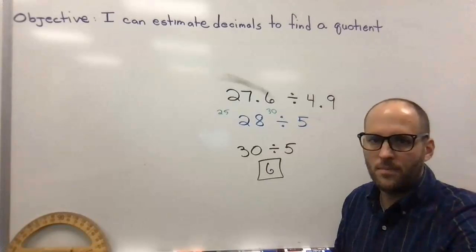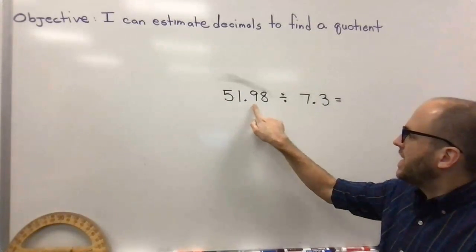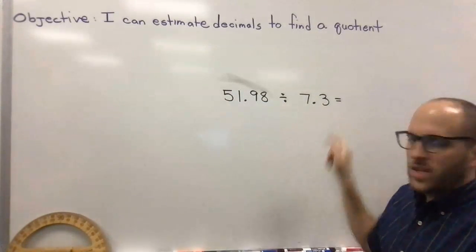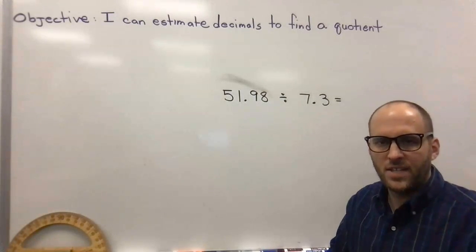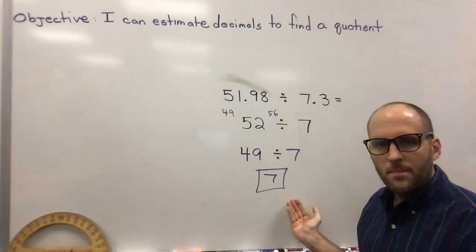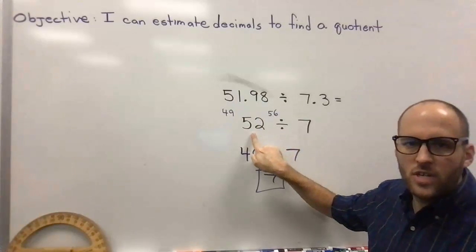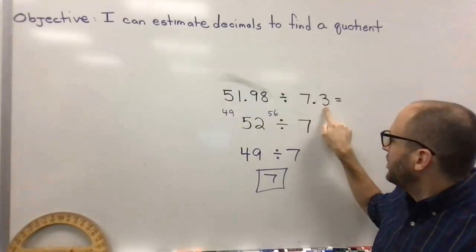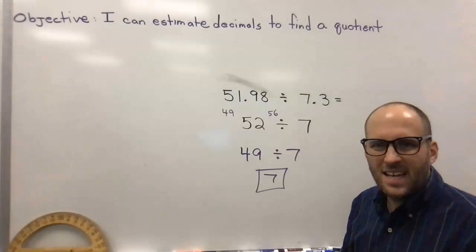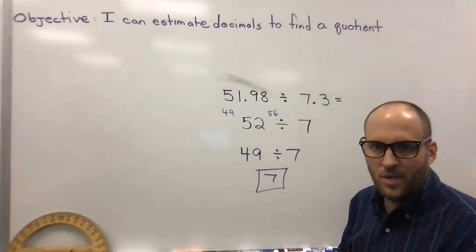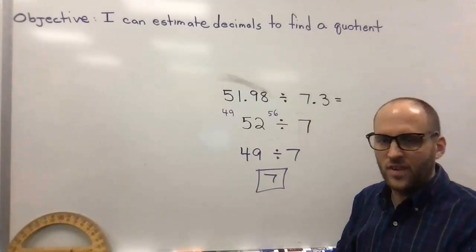Let's do another problem. For our last problem today, friends, we have 51 and 98 hundredths divided by 7 and 3 tenths. Solve that problem, and let's see what you get. Hopefully you got our best estimate of 7 here, friends, because 51 and 98 hundredths rounds to 52. 7 and 3 tenths rounds to 7. Again, 52 divided by 7 does not come out evenly, so we have to use compatible numbers, which means we have to skip count to find what facts come before and after 52.